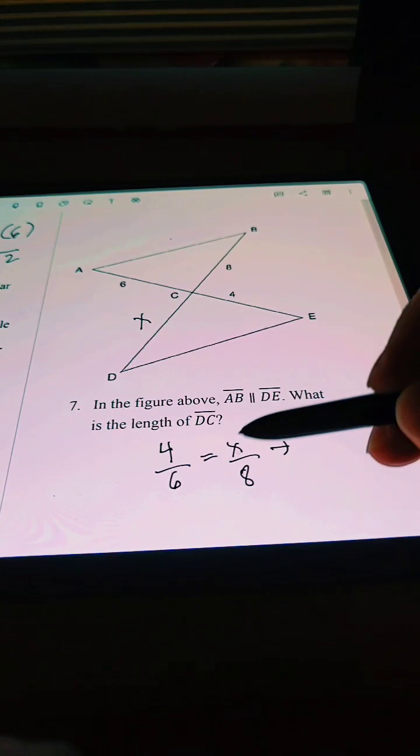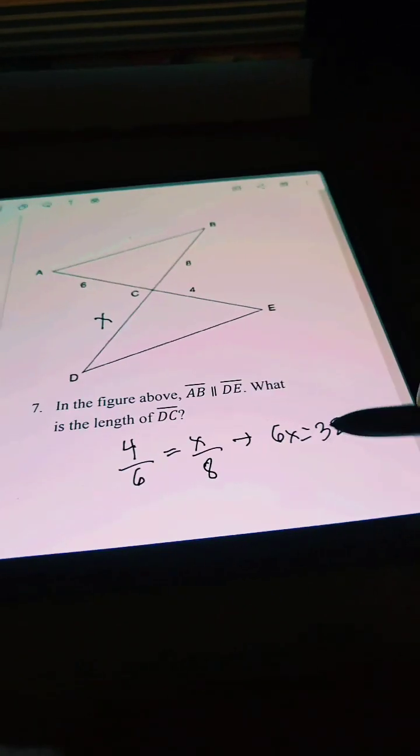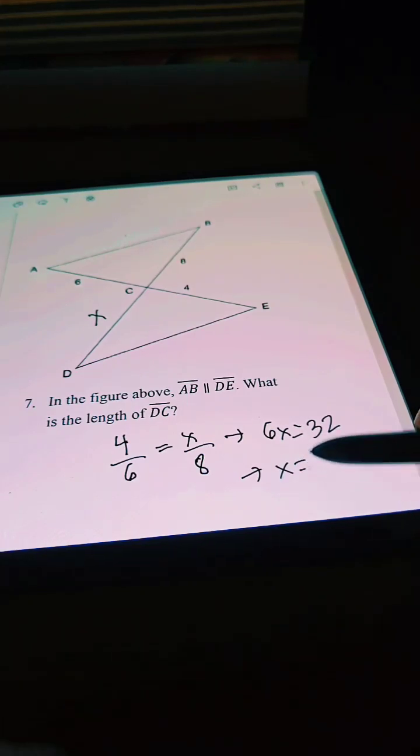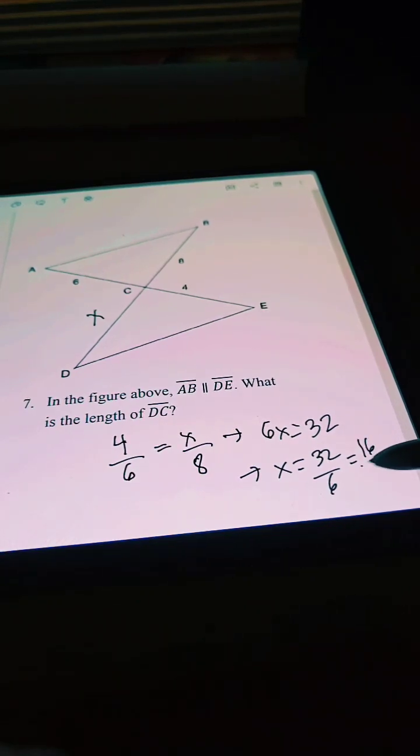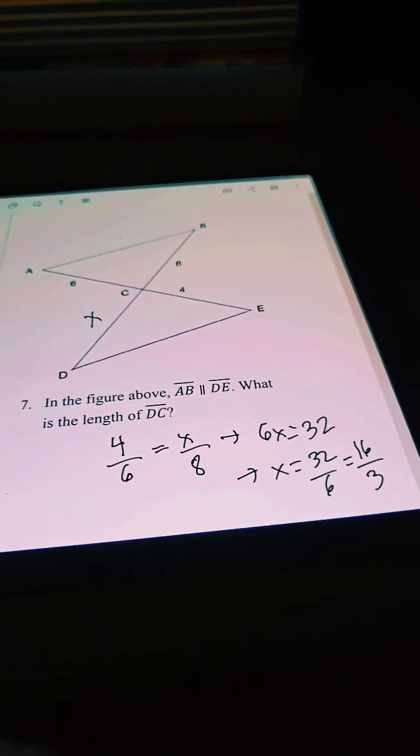Then you're going to cross multiply to get 6x is equal to 32. And then you get x by itself by dividing by 6, so it's 32 over 6. If you divide by 2 on top and bottom, you get 16 over 3, 16 thirds. So that would be what x is equal to. That's the answer.